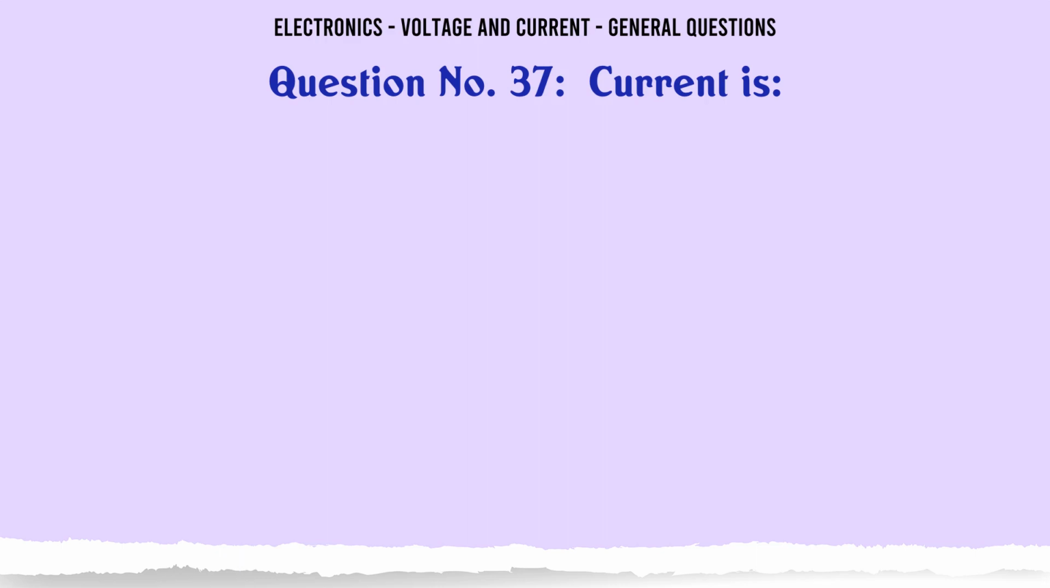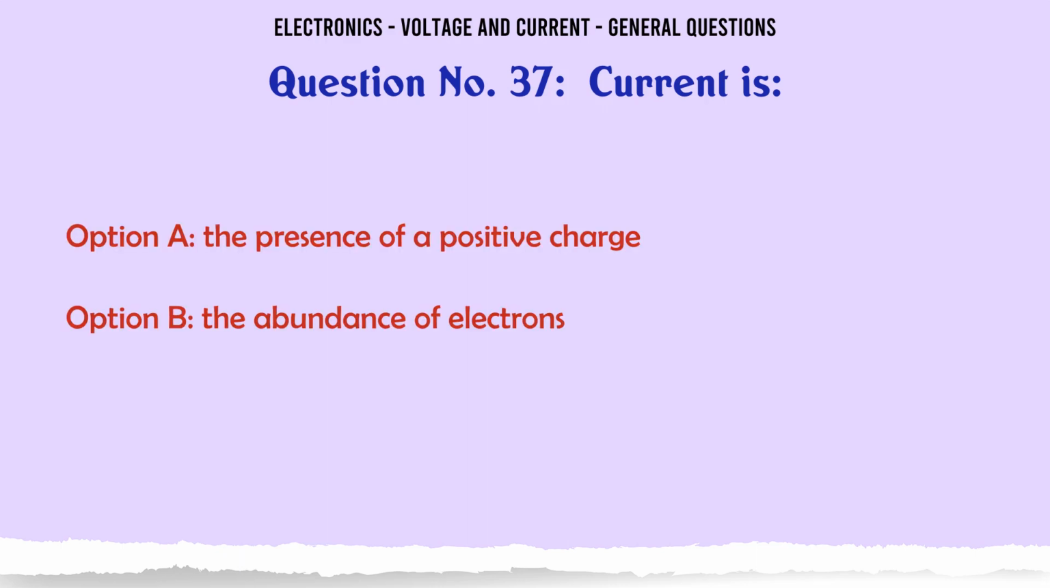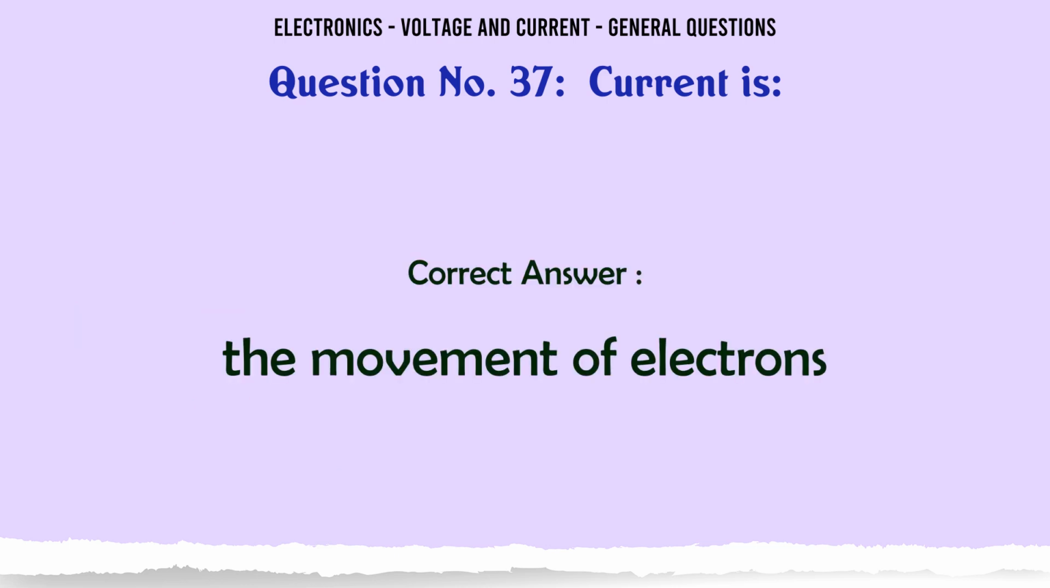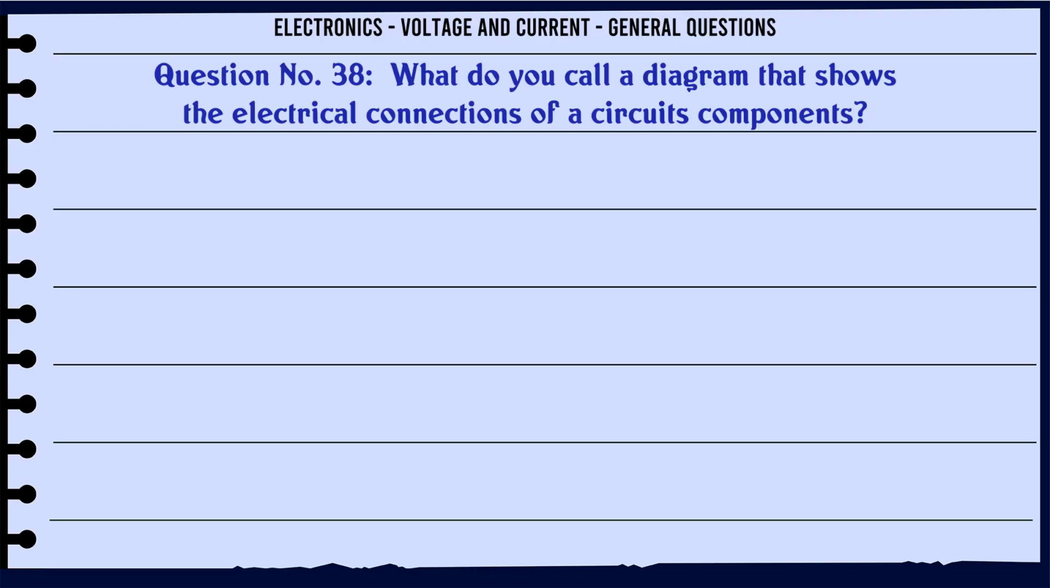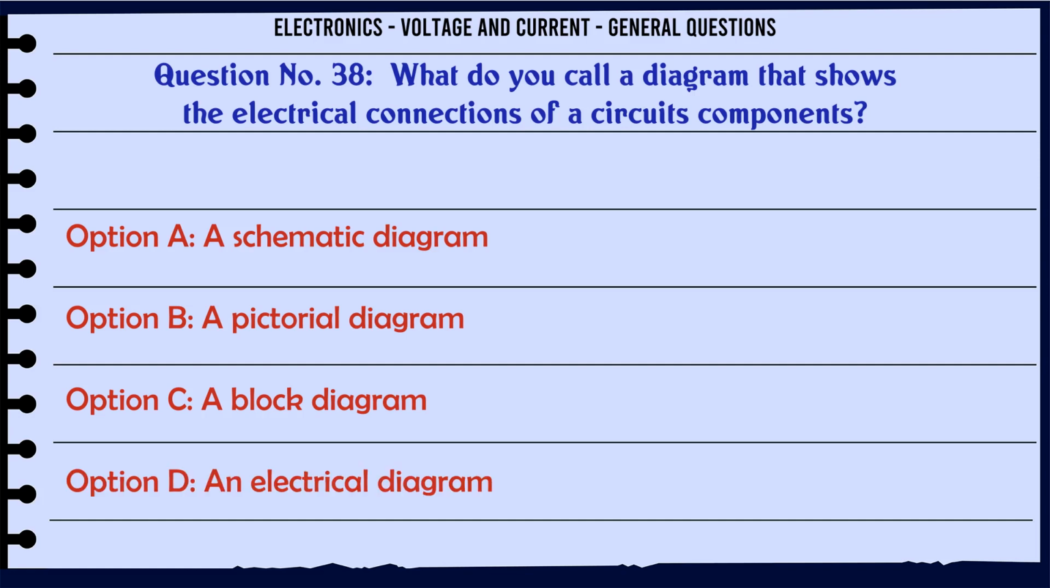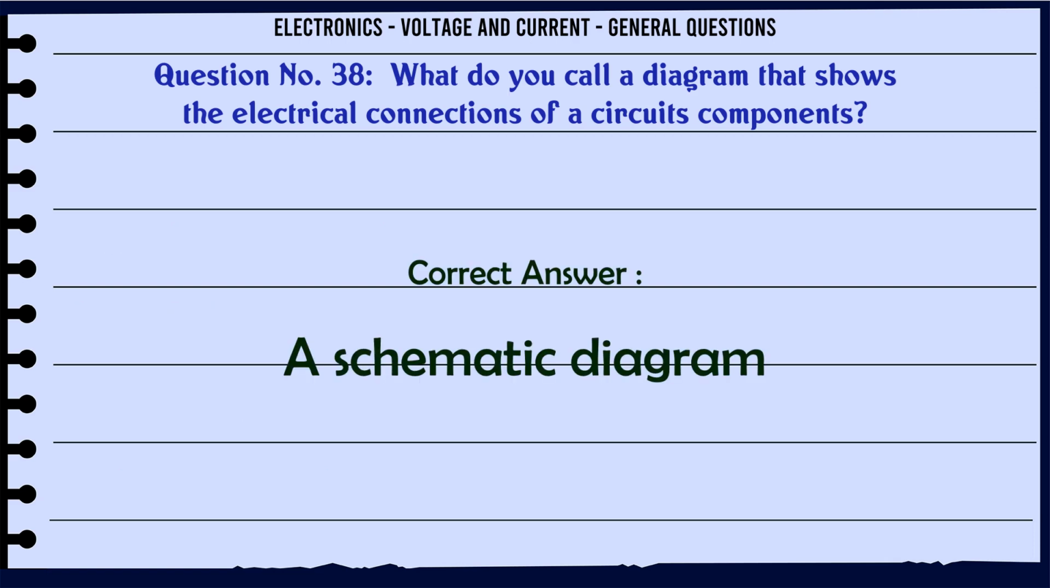Current is A. the presence of a positive charge, B. the abundance of electrons, C. the movement of electrons, D. the repulsion of electrons. The correct answer is the movement of electrons. What do you call a diagram that shows the electrical connections of a circuit's components? A. a schematic diagram, B. a pictorial diagram, C. a block diagram, D. an electrical diagram. The correct answer is a schematic diagram.